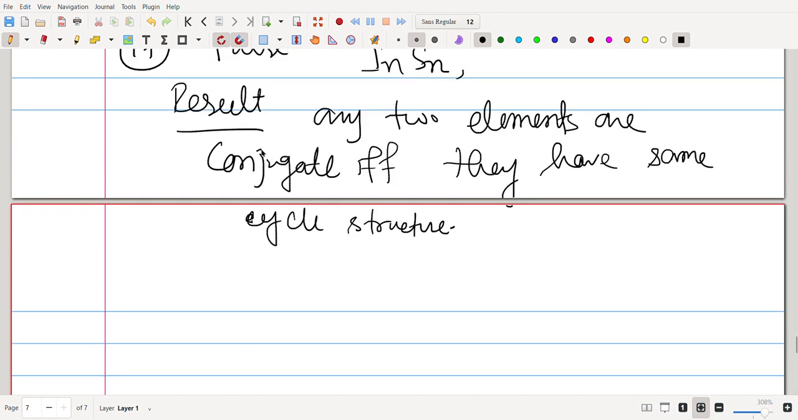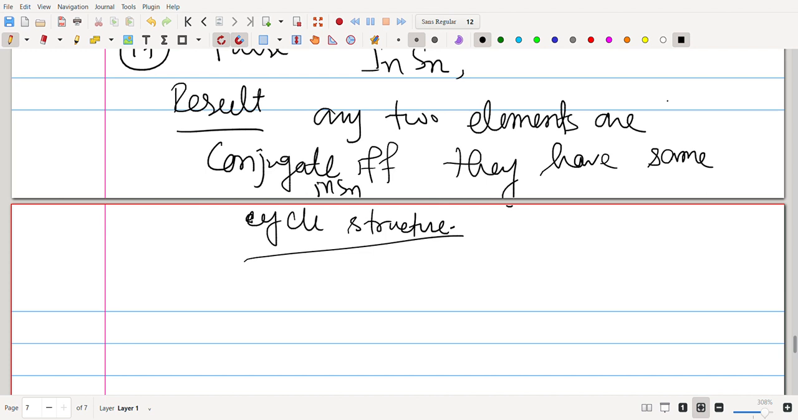It's an easy one. But you have to use this result: any two elements are conjugate in Sn if and only if they have the same cycle structure. That means if you write each as a product of disjoint cycles, and both have the same structure, then they are conjugate, and only then.